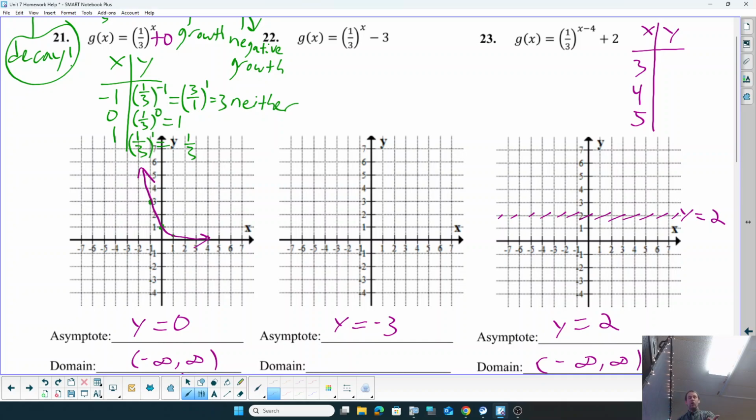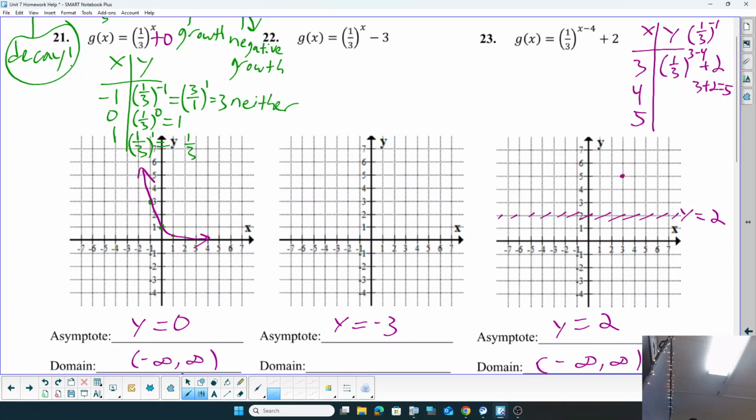The reason why I chose those numbers is I'm looking at the exponent with a -4. So 3 - 4, 4 - 4, and 5 - 4. Right? So now we have 1/3 to the 3 - 4 plus 2. So 3 - 4 is -1. And so that's going to be 1/3 to the -1, which flips and gives us a 3. And so 3 plus 2 is 5. So over 3 up 5.